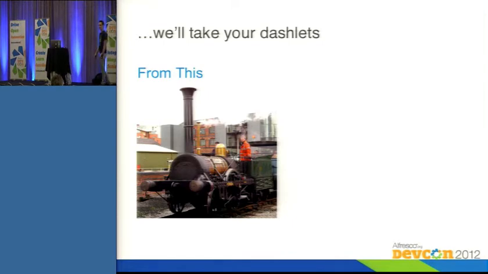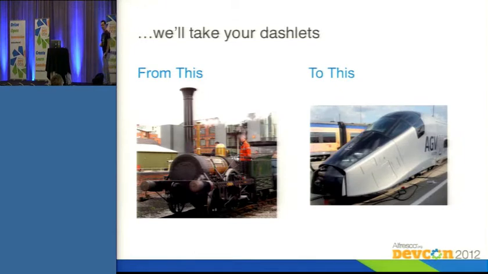my geek credentials as a railway geek as well as a JavaScript geek. I'm not sure quite which one is more embarrassing. But anyway, that is a steam locomotive called Planet. It was one of the first, it's a reproduction of one of the first trains that ran in the United Kingdom. Everyone knows the United Kingdom invented railways. So that was pretty much the first railway train in the world to go into commercial service for passengers. But it was pretty basic. We can do a lot better these days.